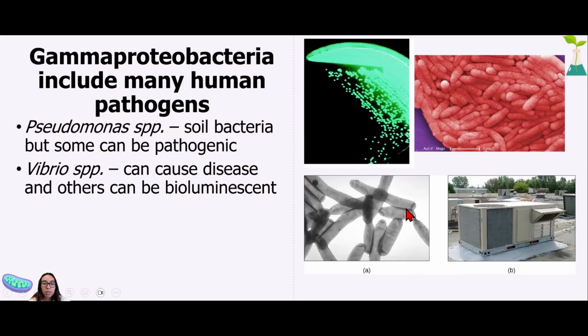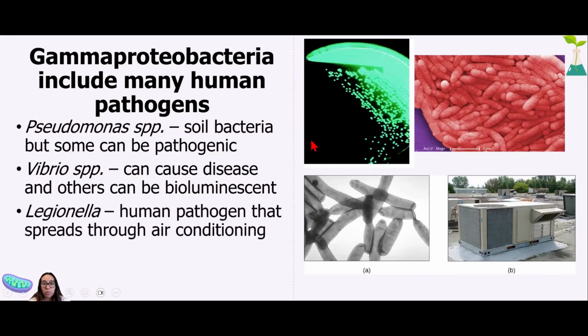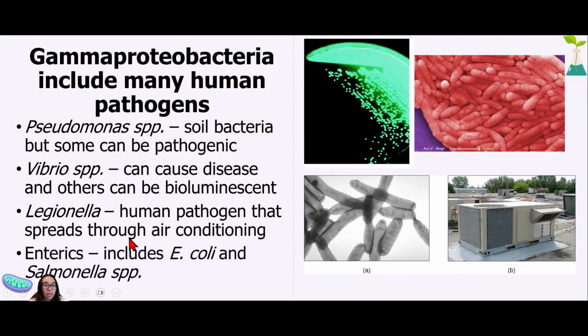Vibrio is a bacteria that can cause disease, like Vibrio cholerae. Others are also bioluminescent. Legionella, one type of Legionella is a human pathogen that spreads through air conditioning. And then the enterics include E. coli and Salmonella, pretty famous microbes. By the way, the group of enterics means that these are bacteria that live typically in the gut, and that's why we call them the enterics. And again, this is just a sampling of some of the gamma proteobacteria.